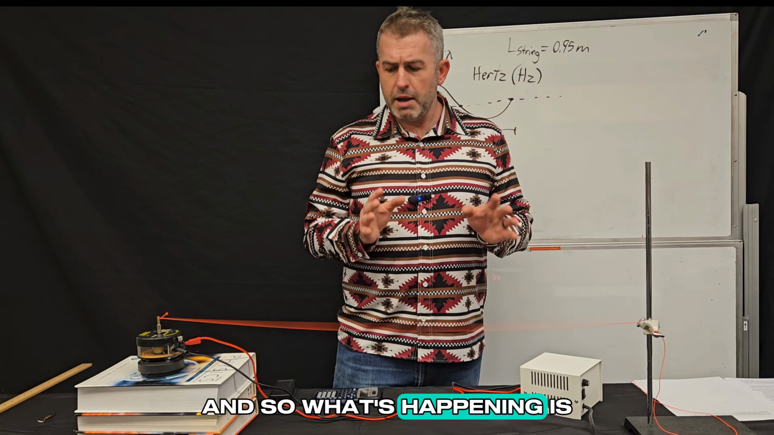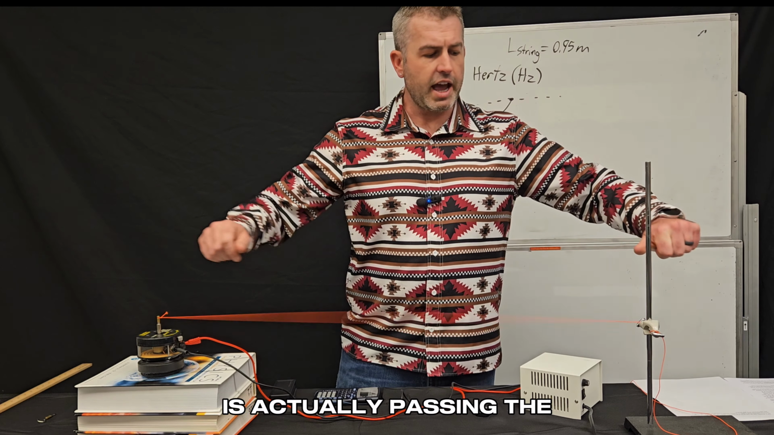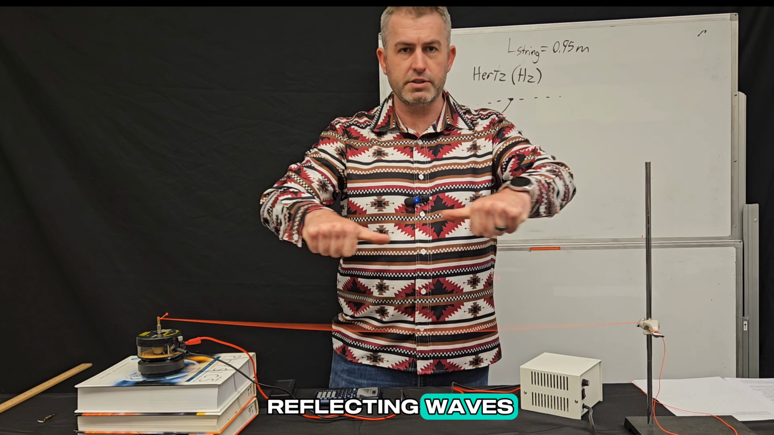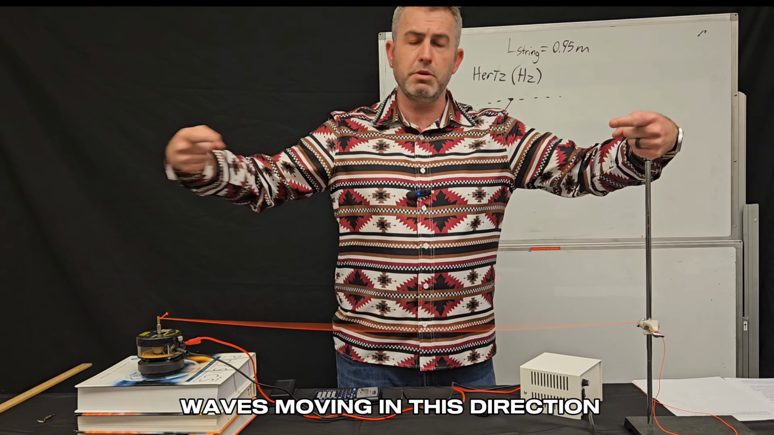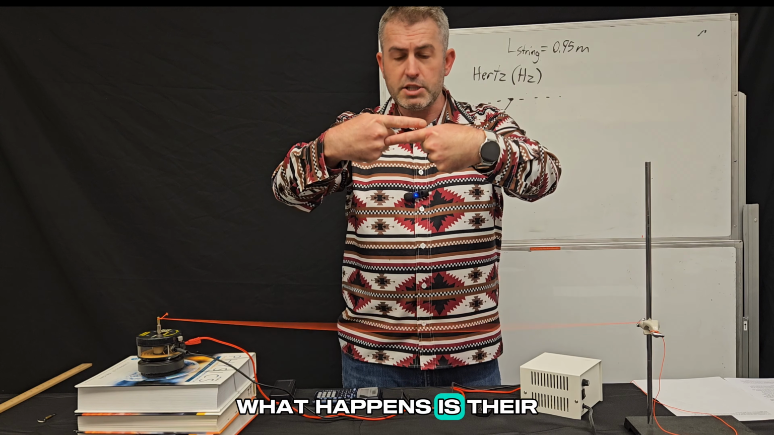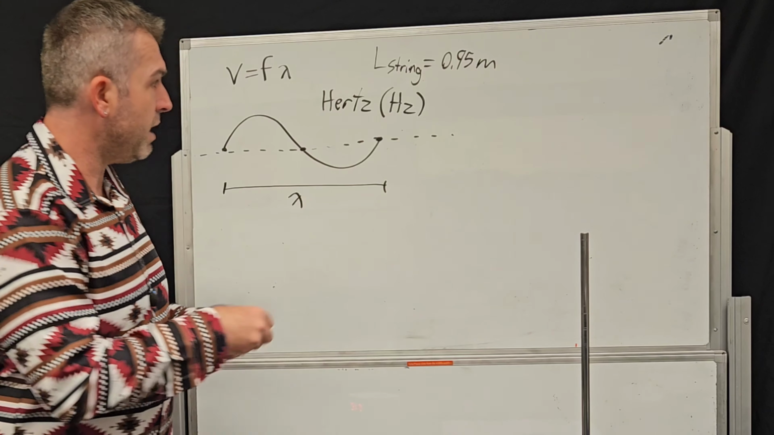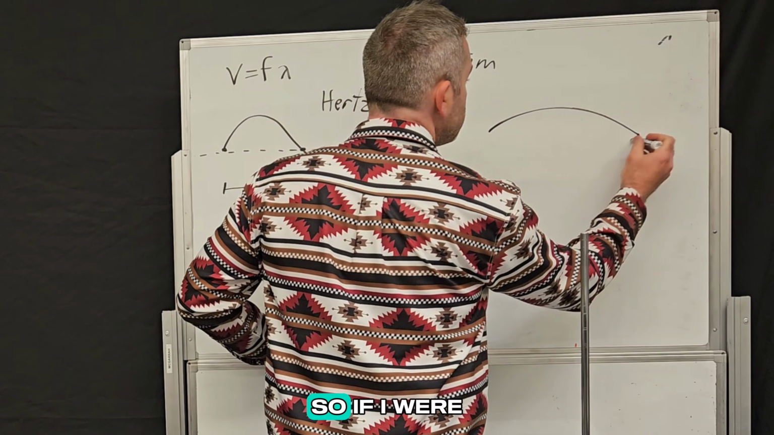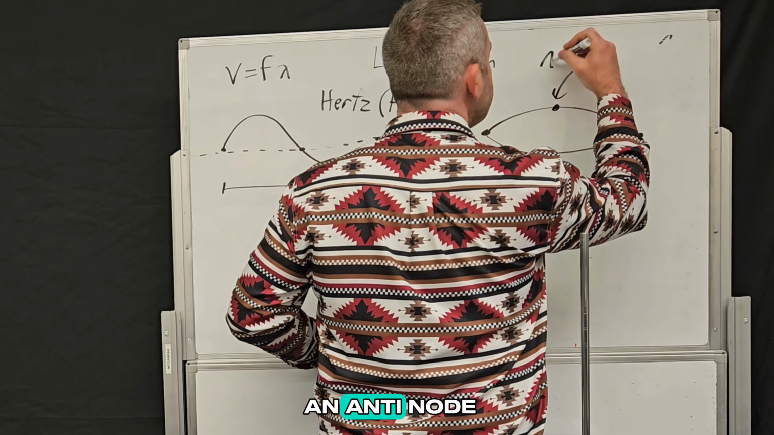And so what's happening is the wave that's being sent in this direction is actually passing the reflecting waves. So remember, they're hitting this boundary and they're bouncing back. And as the waves moving in this direction and the waves moving in this direction meet, their amplitudes actually add together in the center. And this high point where the amplitude's really big, so if I were to draw this like this, we call that point an antinode.